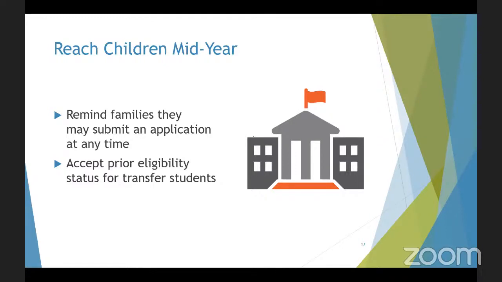Supporting transfer families during their transition to a new school is also important. When a student transfers within a school district, their eligibility for free or reduced price meals must transfer with them. When a student transfers from another district, USDA encourages schools to accept the eligibility determination of the transfer child's former school district. Accepting a child's previous eligibility determination could help prevent a child from increasing their unpaid meal charges.